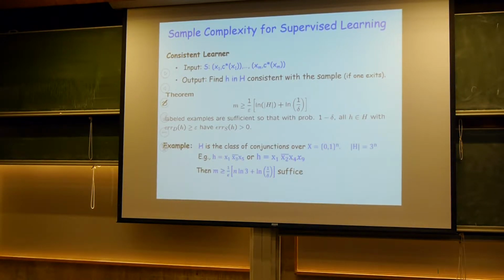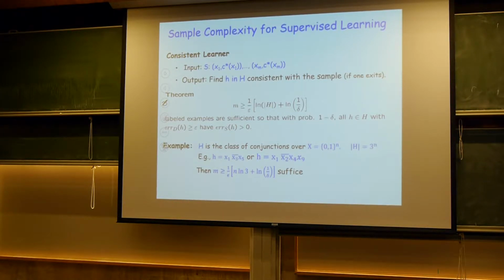For the class of conjunctions, we have an exponential number of conjunctions, but the number of training samples we need in order to get error at most epsilon with probability at least 1 minus delta is only polynomial in n and 1 over epsilon. Which is very nice, because here both the instance space and the hypothesis space have exponential size, but what we can guarantee is that we only need a polynomial number of training samples to achieve good generalization, which is really interesting.